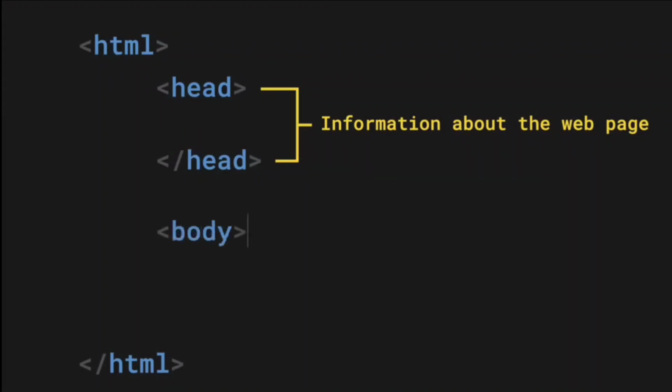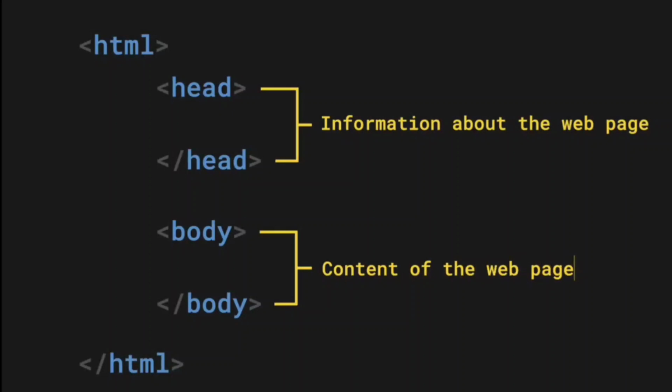The next tag is the body tag. Everything that you want to show, like title, text, images, buttons, whatever you want to show, will go inside the body tag, right? So this is the general concept of an HTML file. Right now, let's jump into VS Code and create our first HTML file together.